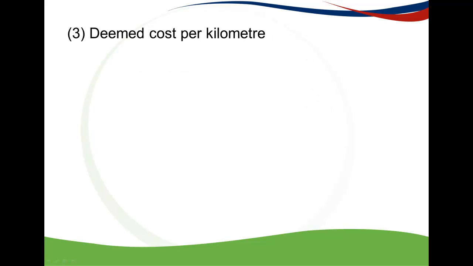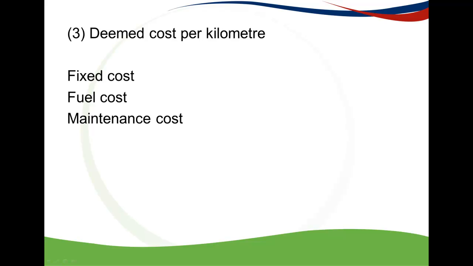So step number 3 is we need to go and calculate the deemed cost per kilometer. Now for the deemed cost per kilometer, we only need to use the cost of the car. Remember always, the cost of the car includes VAT and excludes finance charges. So for the deemed cost per kilometer, you go and read from the deemed cost table. So we have three things. We have the fixed cost, the fuel cost, and the maintenance cost.